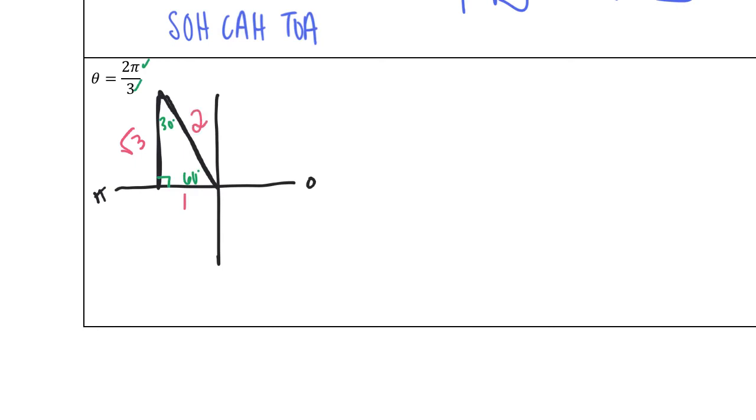Before you start labeling, remember, this is your origin. If you go left, it should be a negative 1. If we go up, that should be a positive square root of 3, and your hypotenuse is always positive. Now, go ahead and label your opposite, your adjacent, your hypotenuse, so that you can find all 6 trig functions. And let's evaluate those off to the side.